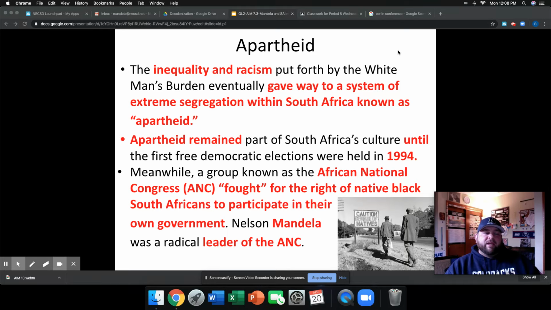The group in South Africa that's really going to fight back against this condition is called the African National Congress. That's something that we certainly do need to know about this topic, the ANC. The ANC fought for the right of native black South Africans to participate in their own government. Popular election was not a thing in South Africa. The powerful white settlers that remained there installed a system of government that was designed to keep them in power and never allow for the fair election of other leaders. And the ANC fought back against this.